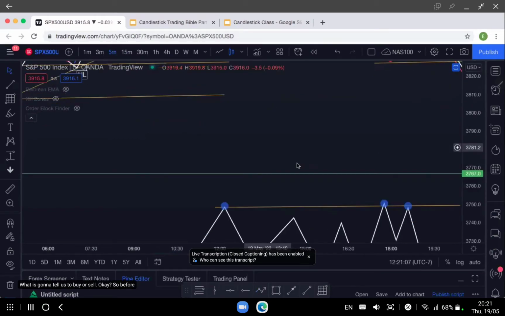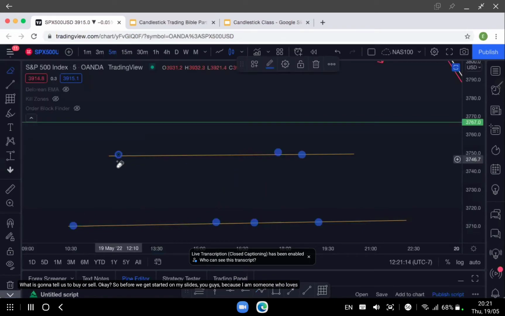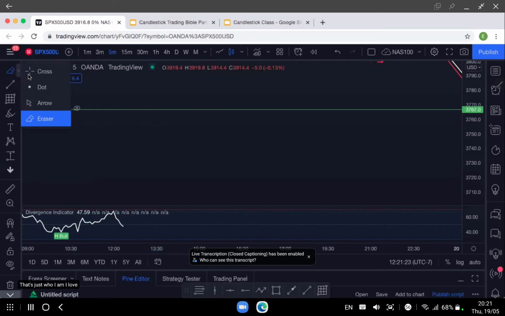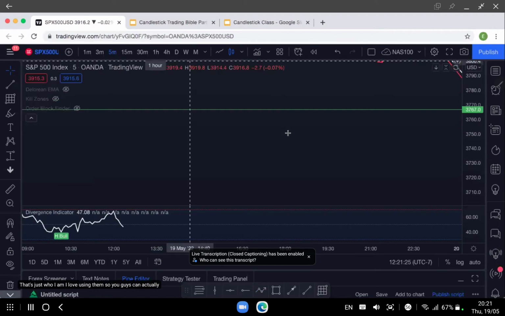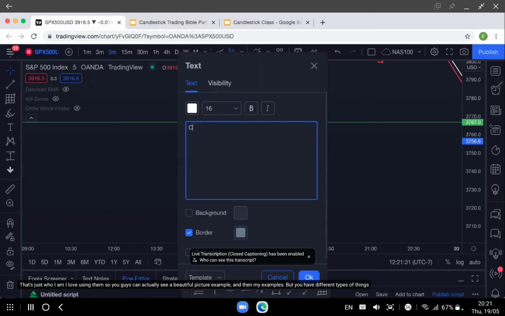Okay, so before we get started on my slides, you guys, because I am someone who loves using slides, that's just how I am. Sorry, my divergence indicator popped up. I love using them so you guys can actually see a beautiful picture example and then my examples. But you have different types of candle patterns. You have single candle, 2 candle, and 3 candle patterns.